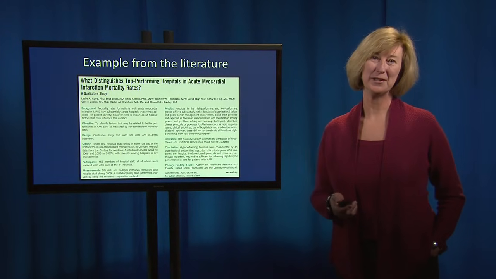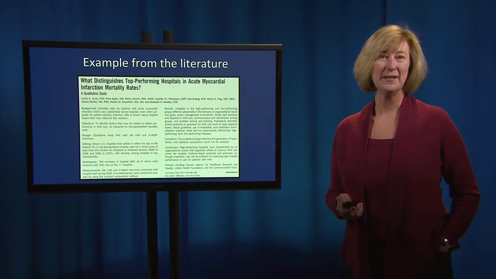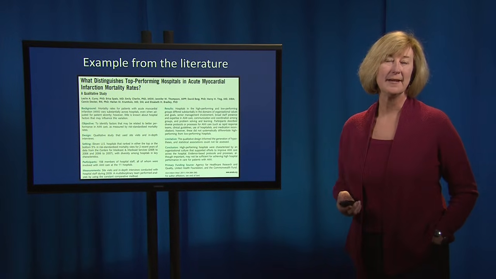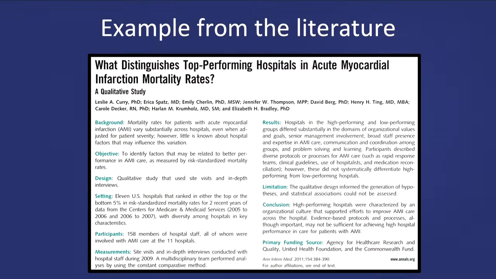So let's look at an example from the literature. This is a study our team here at Yale did, looking at top-performing hospitals in care of patients who have heart attacks. We were interested in understanding what the most successful hospitals were doing in order to have better outcomes in their care for patients with heart attacks. And so the design was to include high-performing hospitals and low-performing hospitals, hospitals that did well and not so well on their outcomes for patients with heart attacks, and to go to those hospitals and have in-depth interviews with the key informants at each hospital.